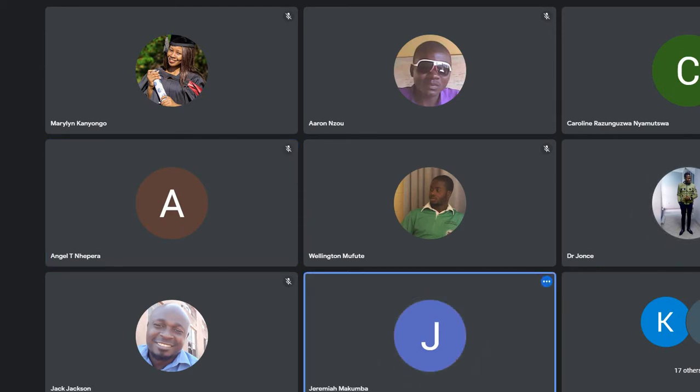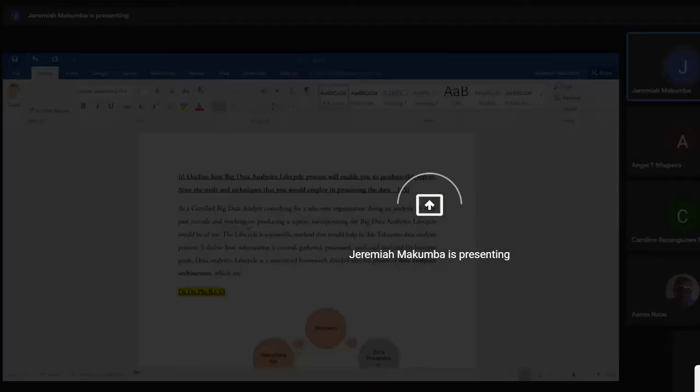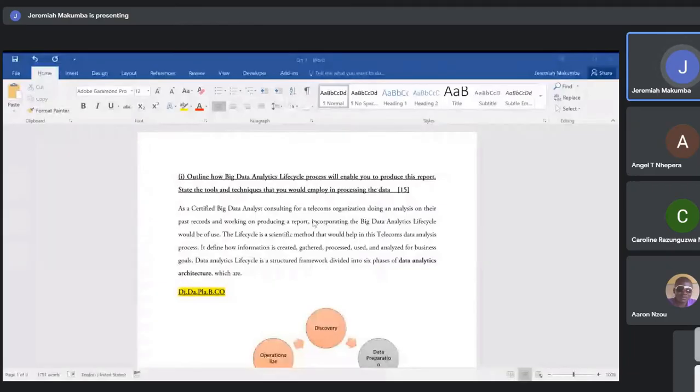So my task today is to present only subsection 1, which says outline how a big data analytics lifecycle process will enable you to produce the report, and state the tools and techniques that you would employ in processing the data. That's the question which I am supposed to tackle today.